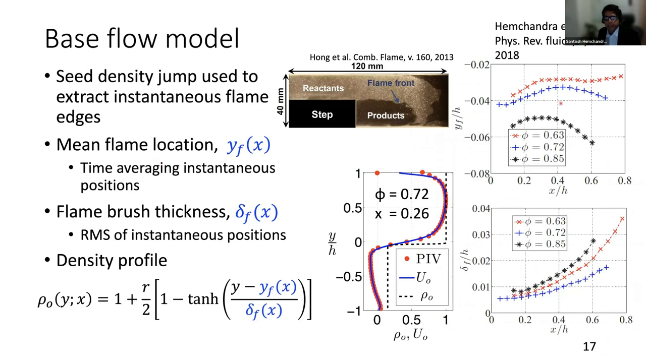For the base flow density, we track the flame front using the jump in particle seeding density, and that gives you a bunch of instantaneous flame edges, from which you can extract a mean flame location and a flame brush thickness based on the RMS of the flame position at each streamwise location. Then we presume a density profile like this, where R is essentially the ratio of burned to unburned gas density, determined using a chemical equilibrium calculation.